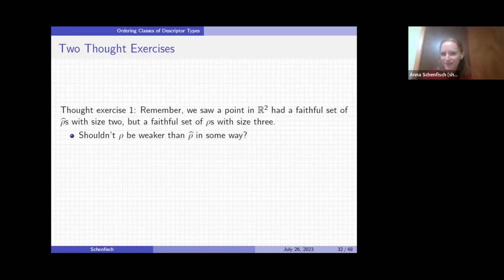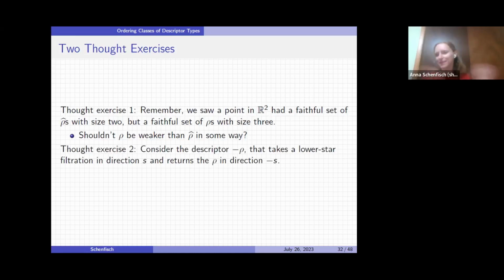Okay, thought exercise number 2. Suppose I invent a type of topological descriptor that I'm going to call negative rho. It's very similar to persistence diagrams, except that if the input is a lower star filtration in direction S, it's going to give me back the persistence diagram corresponding to direction negative S. So it's kind of just like flipping stuff on its head. And it feels, at least to me, like this negative rho that I made up should be equivalent to regular rho in some way. There's not any more or less information really going on. It's just presented differently.